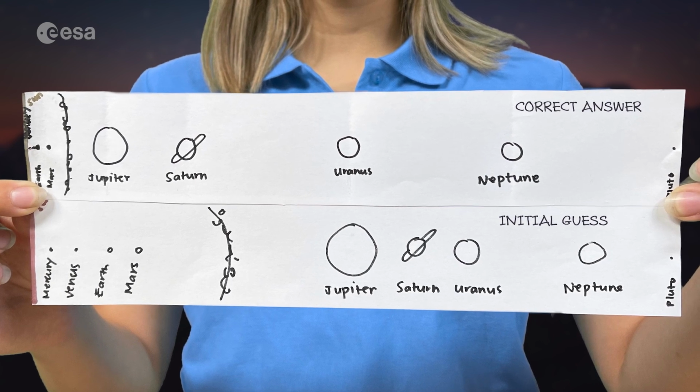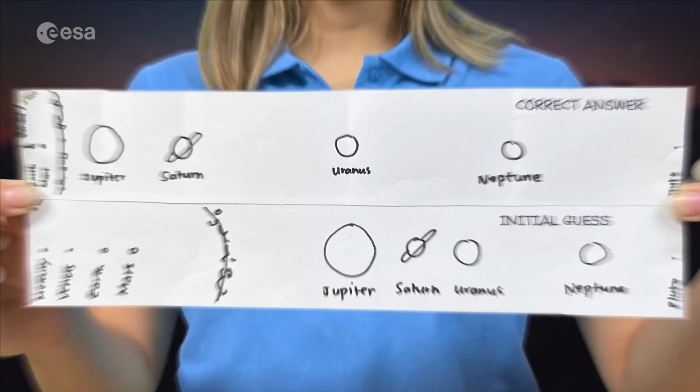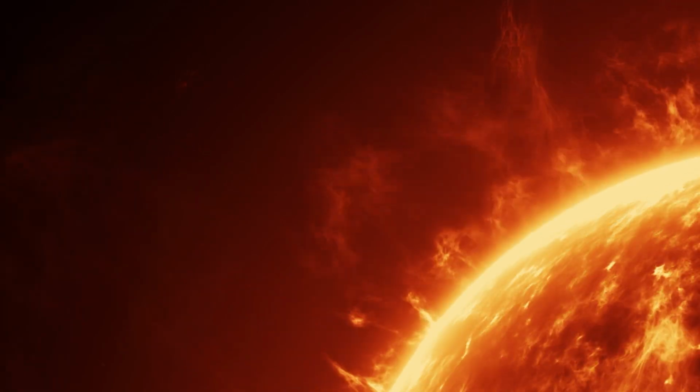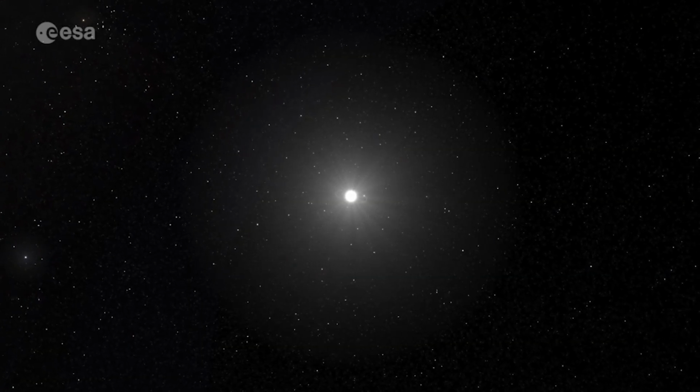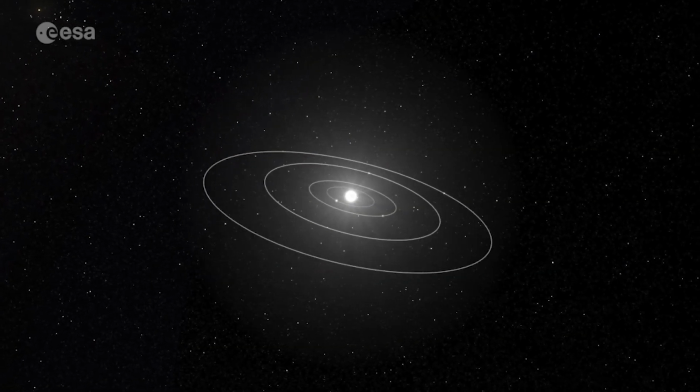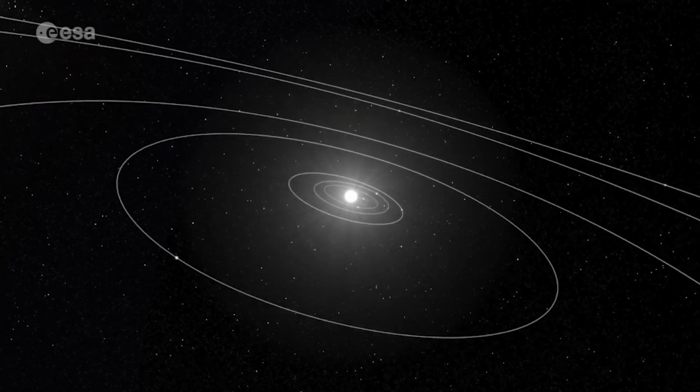Did you also know that the Sun contains 99.86% of the solar system's known mass? That leaves only 1.14% for all the planets, dwarf planets, moons, comets, and asteroids.